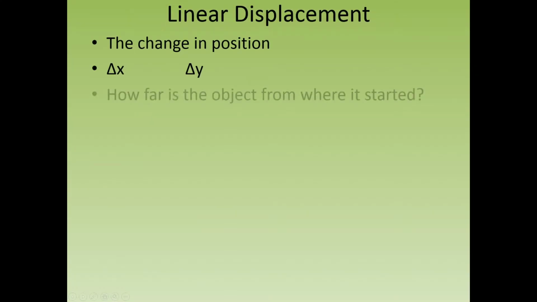Let's start with linear displacement. When it was first introduced, it was defined as a change in position, which was represented by the variable delta x or delta y, depending on the dimension you were talking about. Linear displacement answers the question, how far is the object from where it started? So, how does a concept transition to rotational motion?